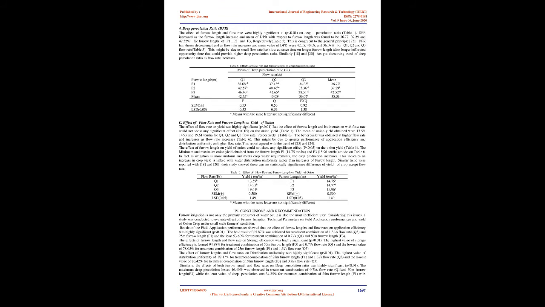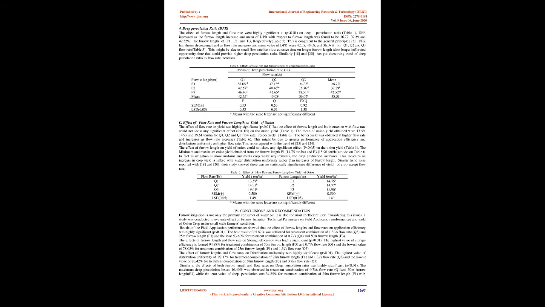4. Deep percolation ratio, DPR. The effects of furrow length and flow rate were highly significant at p<0.01 on deep percolation ratio, Table 1. DPR increased as the furrow length increased, and the mean of DPR with respect to furrow length was found to be 36.72, 39.29, and 42.52% for furrow lengths F1, F2 and F3, respectively, Table 5. This is congruent to the general principle 22.